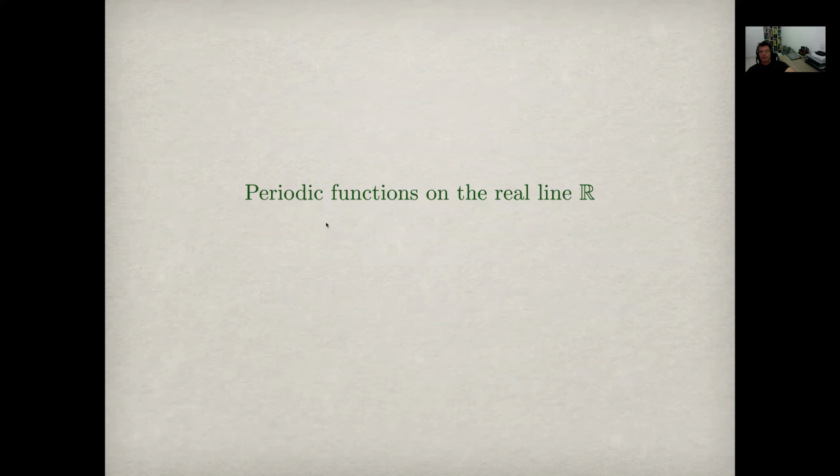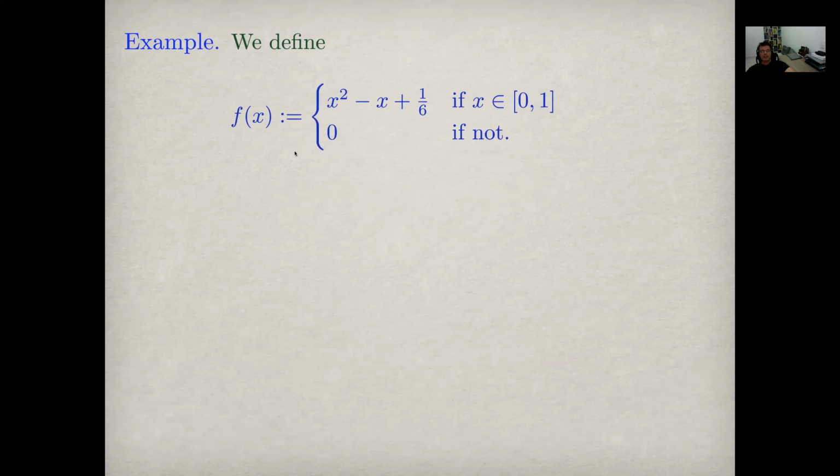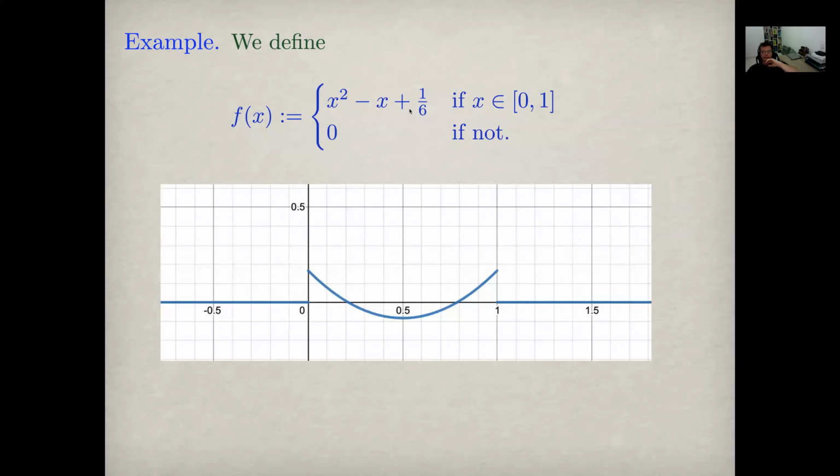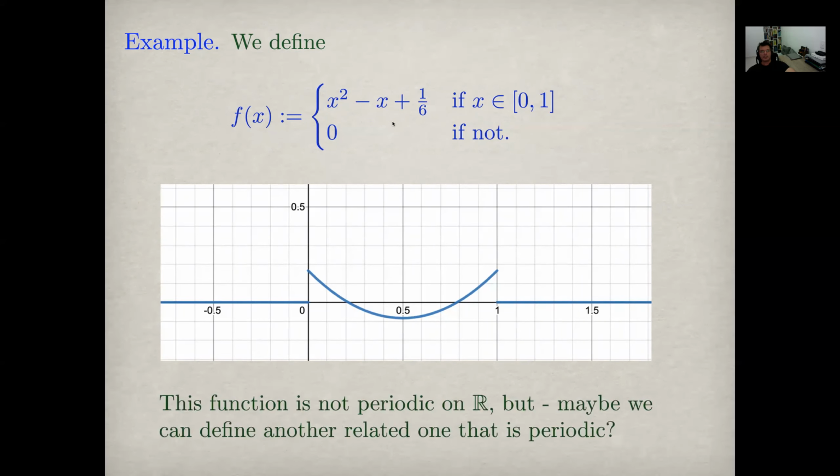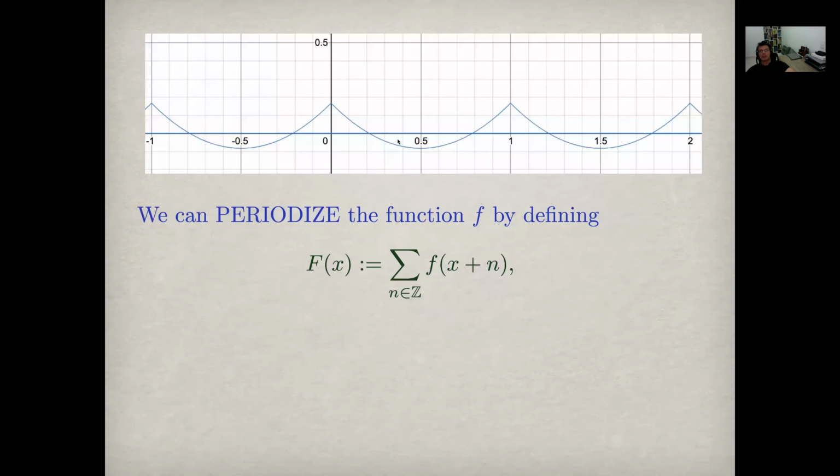Periodic functions on the real line. What are they? It's always good to start with an example. Let's start with f of x equal to x squared minus x plus 1/6. It happens to be the second Bernoulli polynomial, so it's good for many things. And we define it to be this polynomial inside the unit interval and 0 outside. Here's a picture. It looks like it's smiling at us, right? So it's 0 outside and this quadratic inside the interval. Let's periodize it. This is not periodic, obviously, but we can periodize it perhaps as follows.